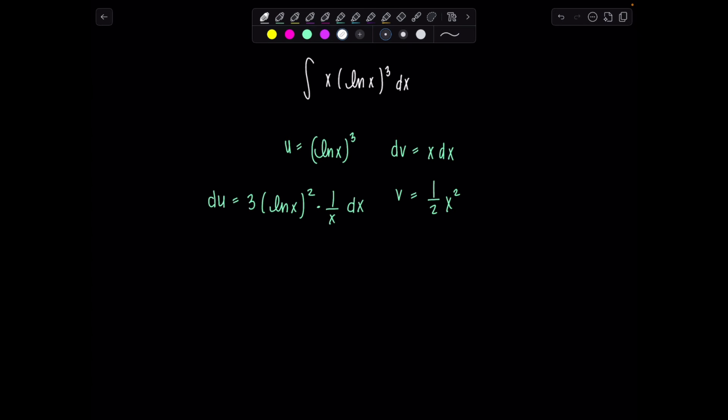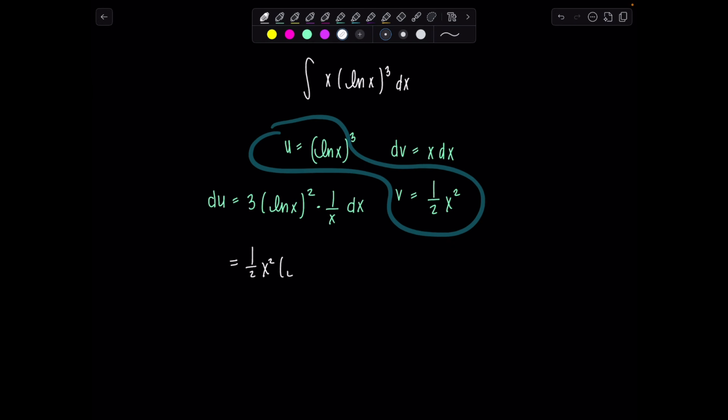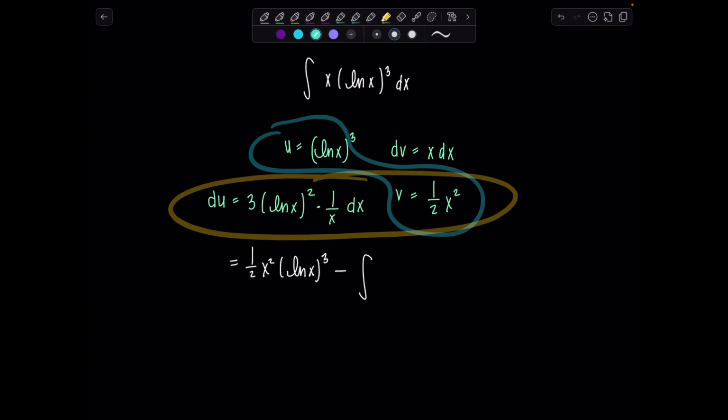Now we're going to use our by parts formula. So this is all going to be equal to u times v. So that product's going to be 1/2 x squared natural log of x cubed minus the integral of v times du. And I'm going to clean it up a little bit as I write it out. So 3 times 1/2, that's a constant. Take that outside so it's not harassing you. Okay, and then notice here I've got x squared and 1 over x. So one of my x's is going to cancel, and then we have ln of x squared dx. So I'm going to write this as x times ln of x squared dx.